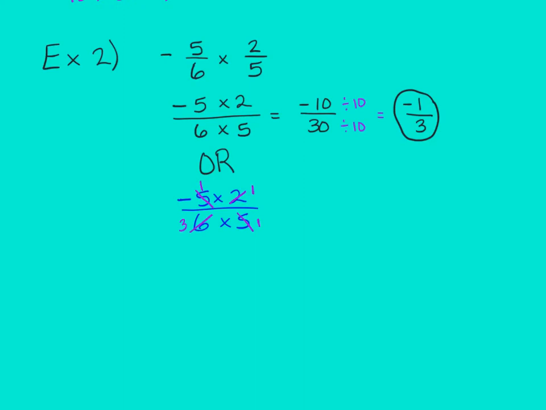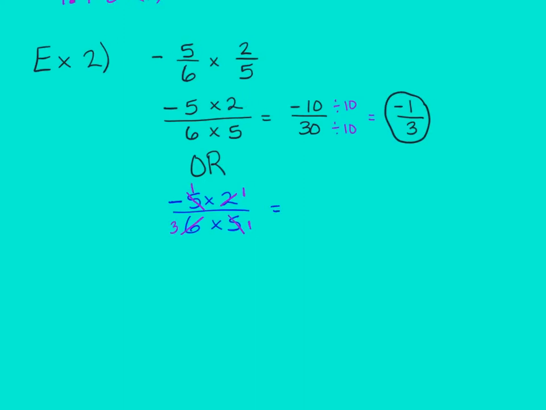So to clean that up, I've got negative 1 times 1 over 3 times 1, which results in negative 1 over 3. So I've got the same answer either way. Some students prefer to get rid of any common factors like we did in the second method, because usually you won't need to do any reducing at the end with that method. But either method is correct.